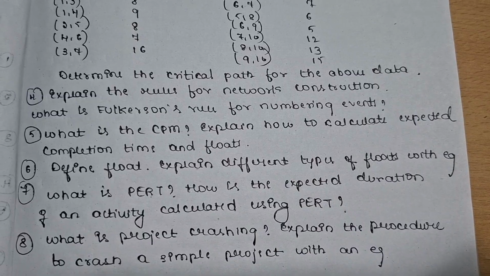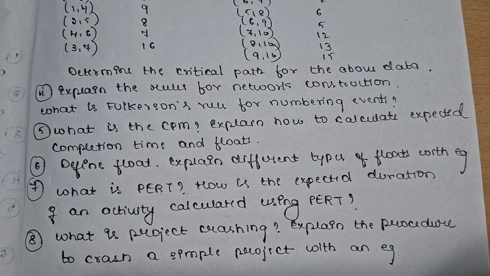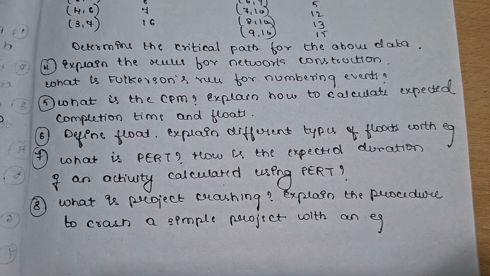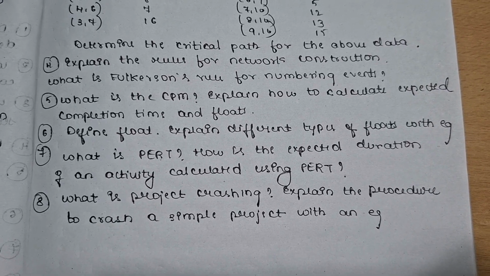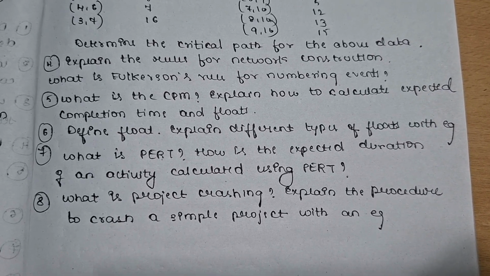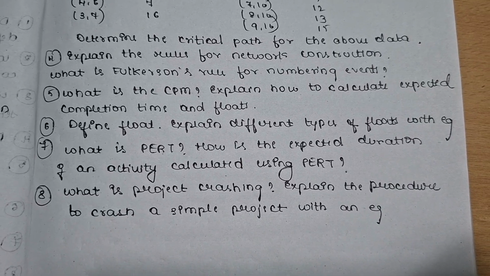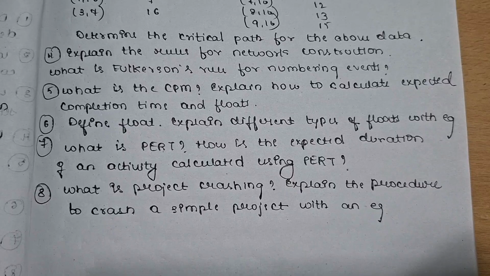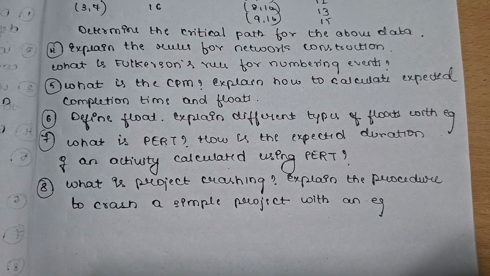What is the CPM, critical path method? Explain how to calculate expected completion time and floats. Define float. Explain different types of floats with example. What is PERT? How is the expected duration of an activity calculated using PERT? What is project crashing? Explain the procedure to crash a simple project with an example.